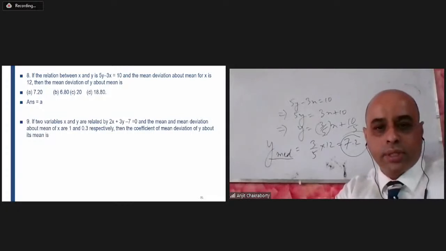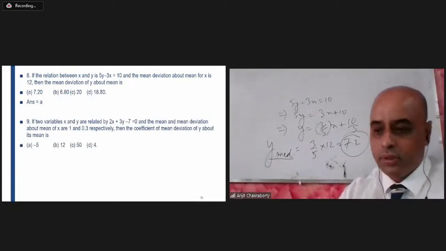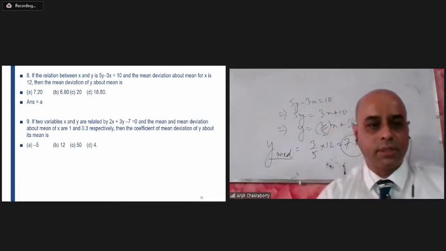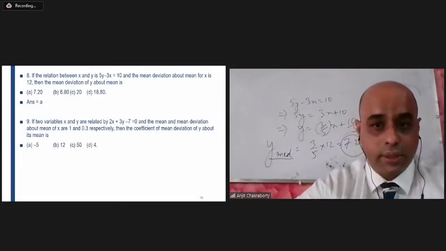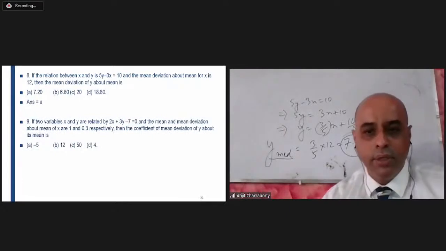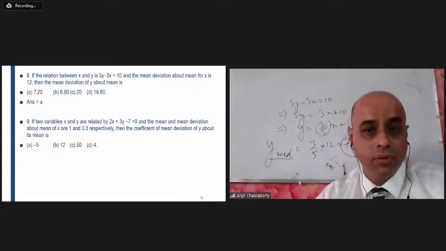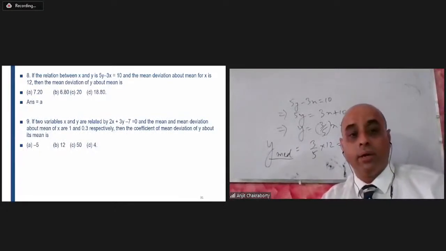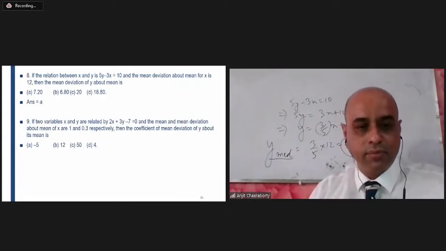If two variables x and y are related, this is a lovely question, very, very important question for the exam. Lovely question from the Board of Studies. If two variables x and y are related like this, and the mean and the mean deviation of x are 1 and 0.3, then what will be the coefficient of mean deviation of y about its mean? Please see this question carefully. Lovely question has come from the Board of Studies.